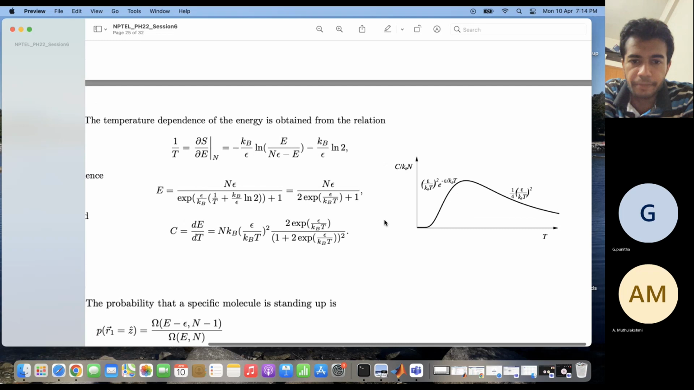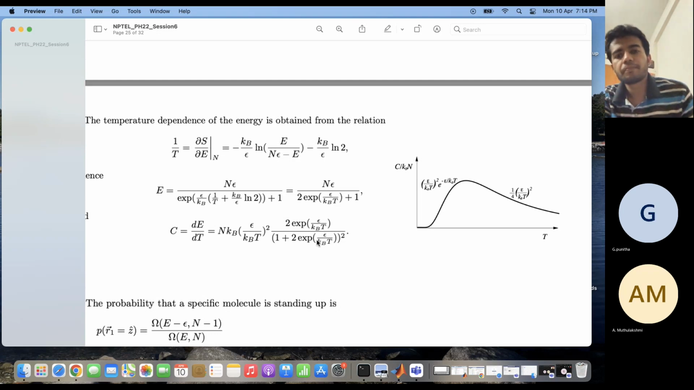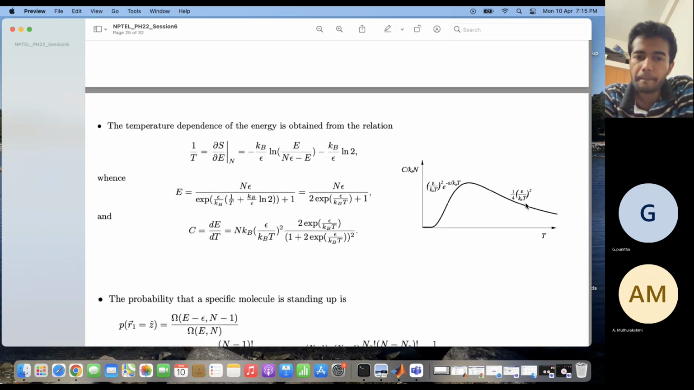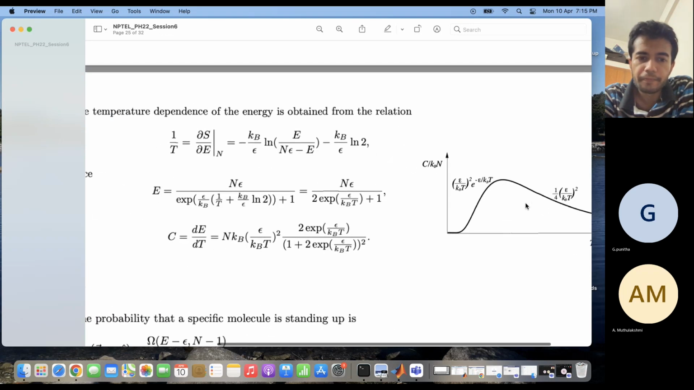And in the high temperature limit, this quantity becomes very small. So then I can Taylor expand this, and therefore this I write as 2, and this becomes equal to 1 plus 2 into (1 plus epsilon by kBT) whole square. So therefore this can be simplified as 1/4 of (epsilon by kBT) whole square, and therefore this falls off as 1 by T square in the high temperature limit as T goes to infinity.